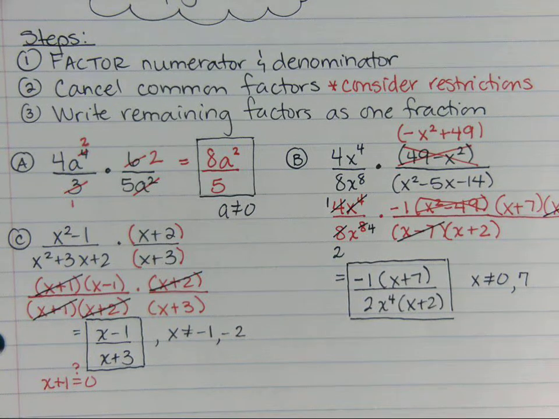So in the first one, 3 would not be a restriction because there's no variable? Yeah, correct. If you cancel out just a number, you don't have to worry about the restriction because there's never a time that number is going to be 0. You only have to worry about it if it's a variable, and that's it.